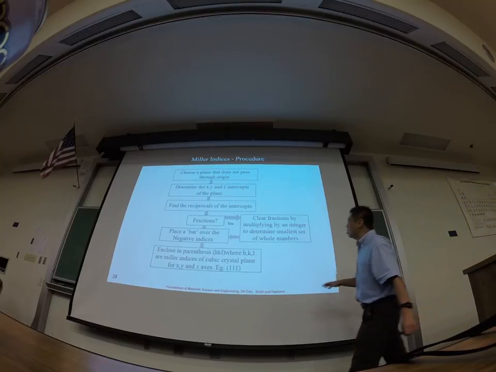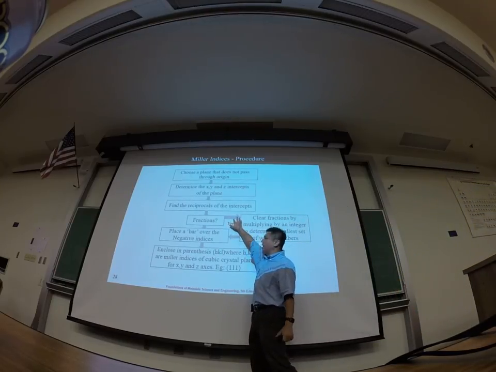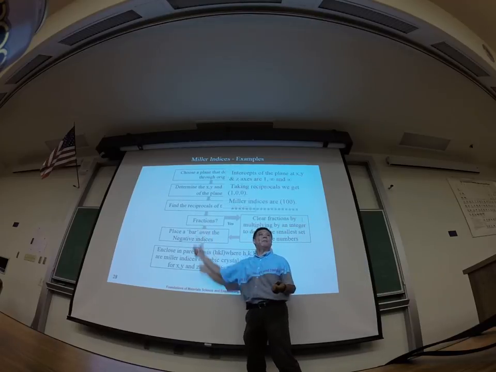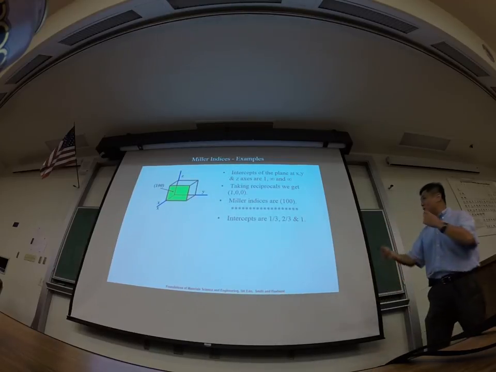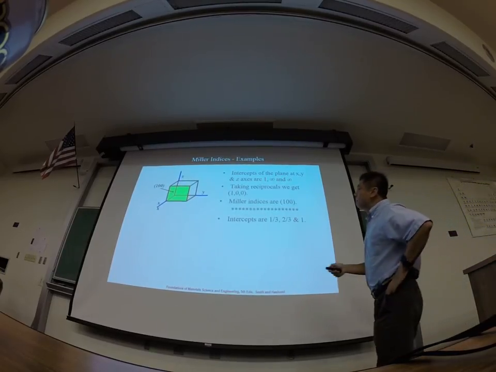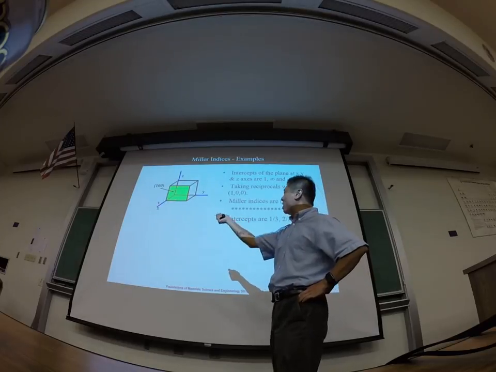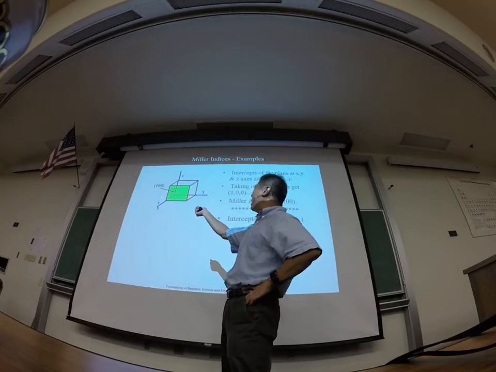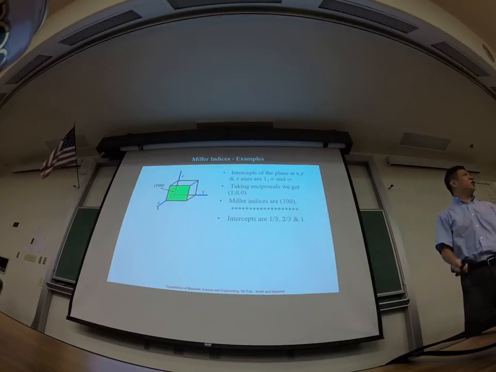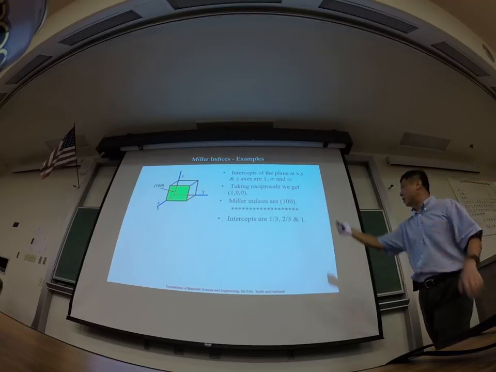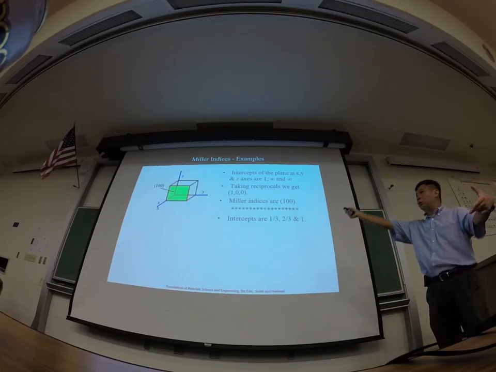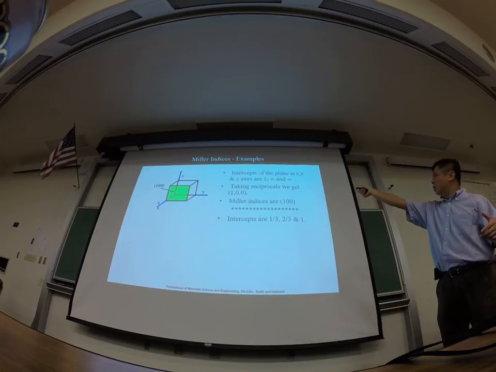Okay, if there's no fraction, then everything becomes straightforward, right? If you have a negative number, put a bar above the number. See, for example, here, for this shaded plane, it intersects the x-axis at 1. For y, there's no intersection, so we use infinity there. For z, once again, no intersection, infinity again.